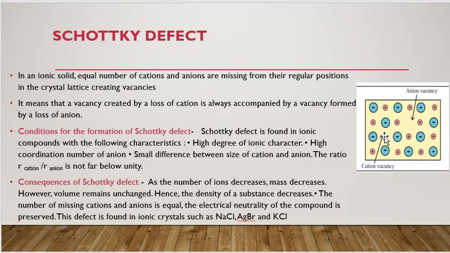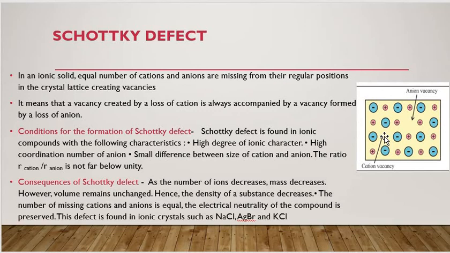There are some conditions for the formation of Schottky defect. Schottky defect is found in ionic compounds where there is a high degree of ionic character. There would be a high coordination number, and the sizes of cation and anion would remain almost the same. The ratio of the radius of cation to the radius of anion is not far below unity.